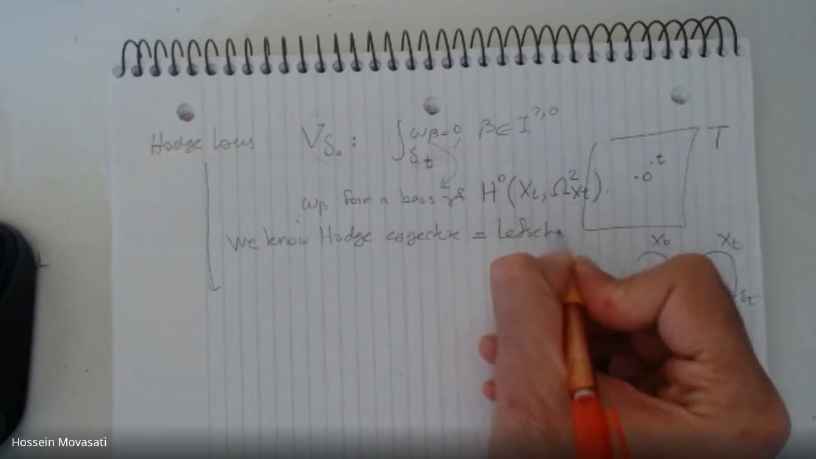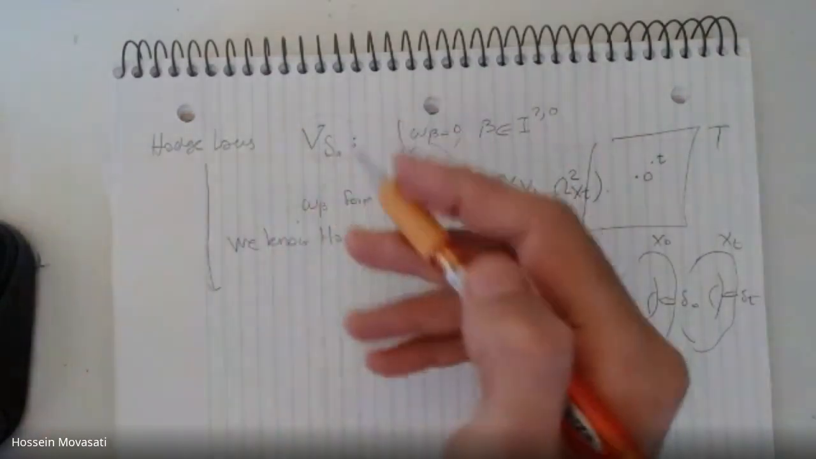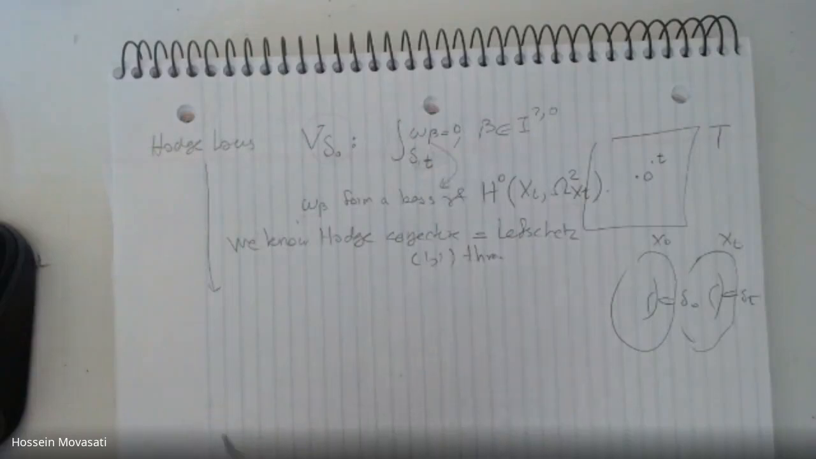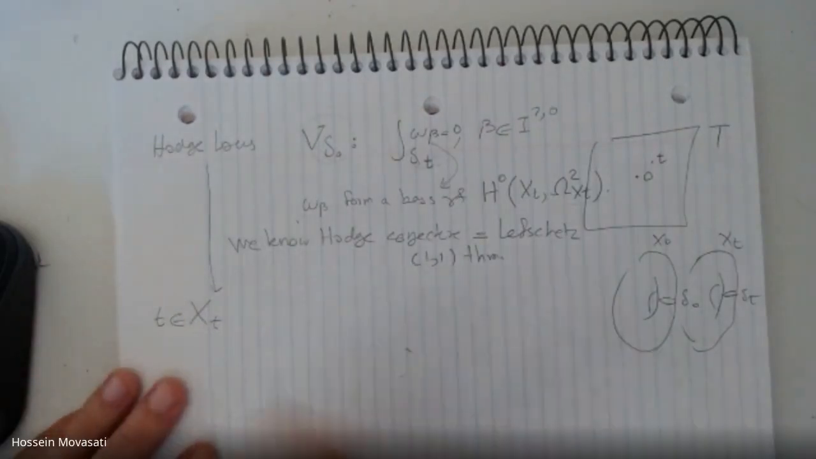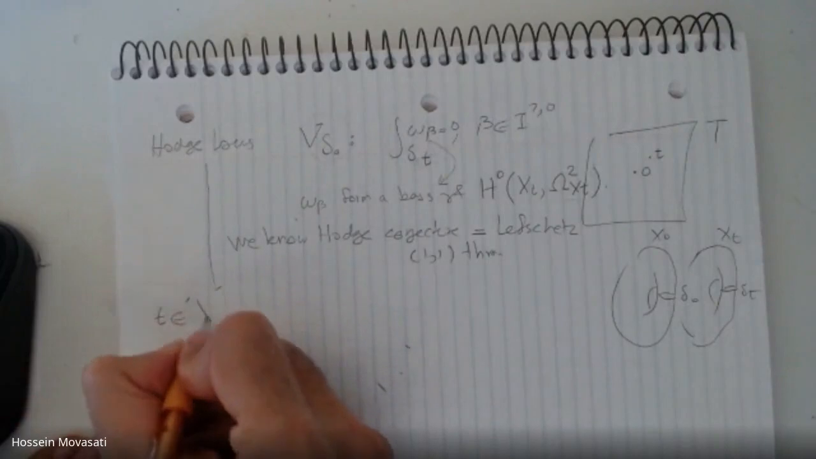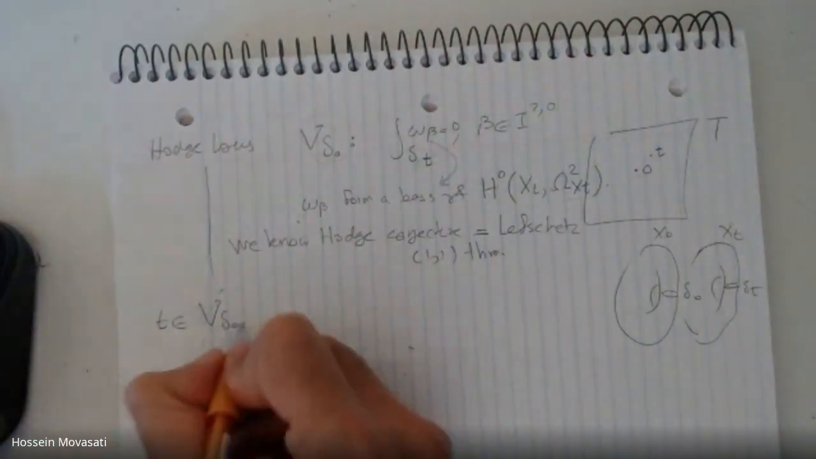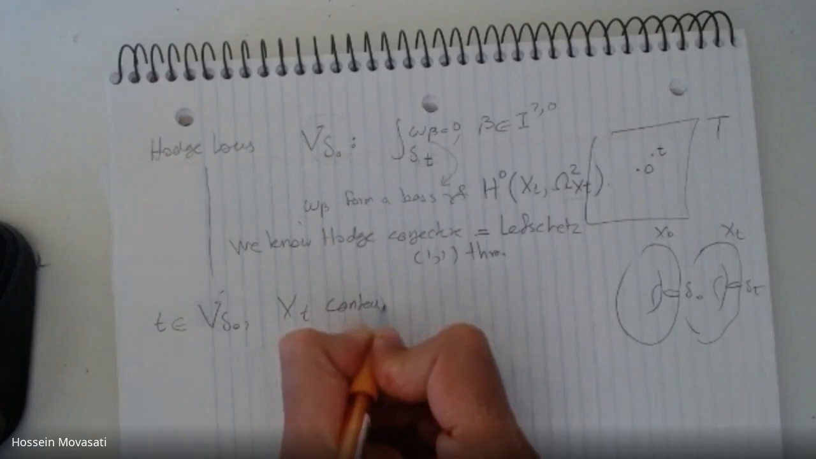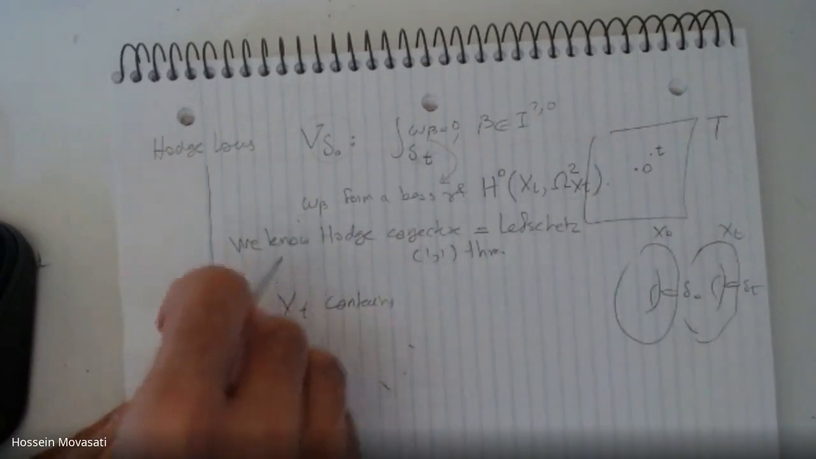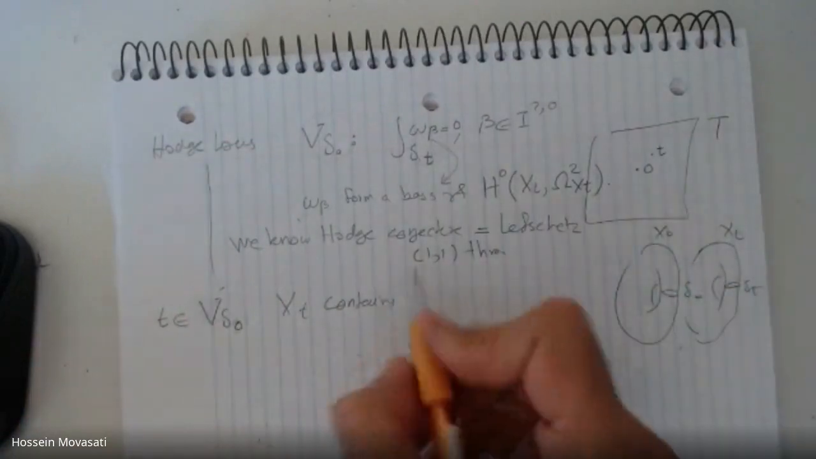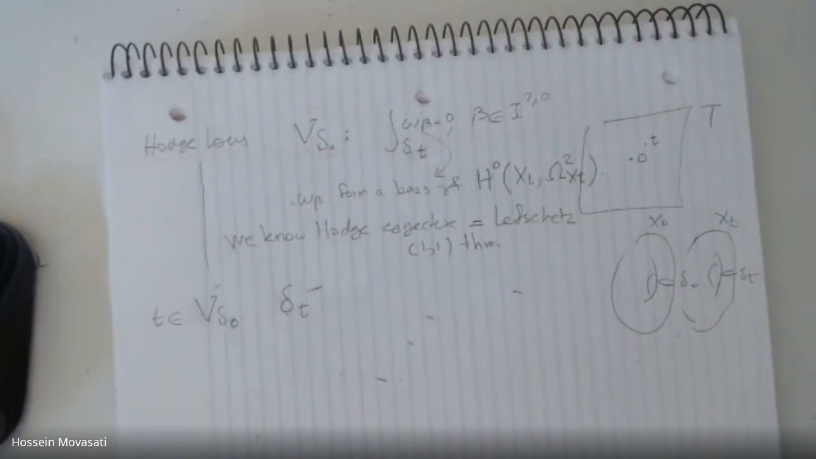In this case, it is the Lefschetz 1-1 theorem. After some details about the primitive part and so on, this means that if you take t in V delta 0, then xt contains, sorry, it's for delta 0. So delta t is a Hodge cycle.